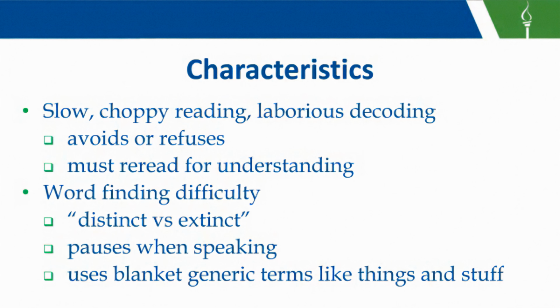Students also often have difficulty in word finding. They may pause when they're speaking as though they're looking for the correct word or the correct term to say. They may verbalize a term that is similar in sound or in spelling, but not the appropriate term, saying things like distinct instead of extinct. They may also use blanket general terms such as things or stuff because they're unable to retrieve the appropriate term or word that they're looking for.